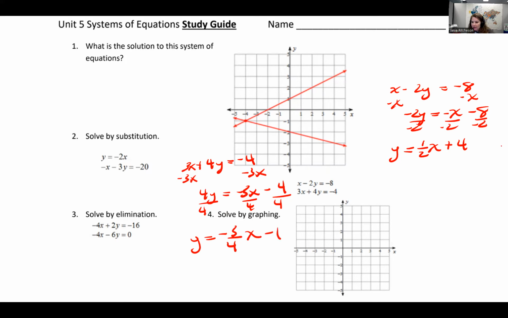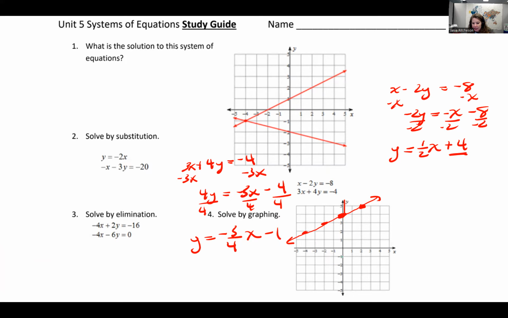All right, so let me graph this one first. I'm going to start with my y-intercept of 4. I have a positive slope, so I'm going to go up 1, right 2. I'm out of space, so I'm going to do just the opposite. I'm going to go down 1, left 2, down 1, left 2, and then try to make a straight line. And then my second line, we'll make it in green.